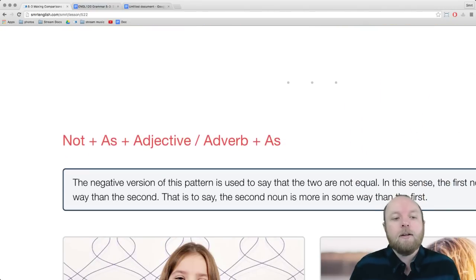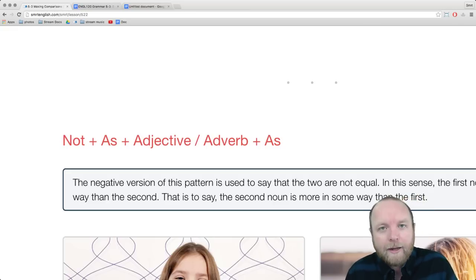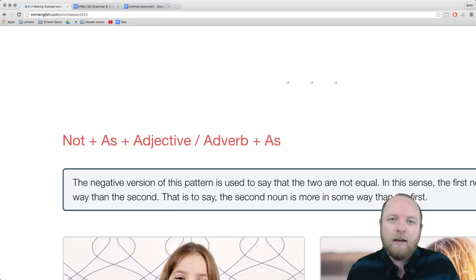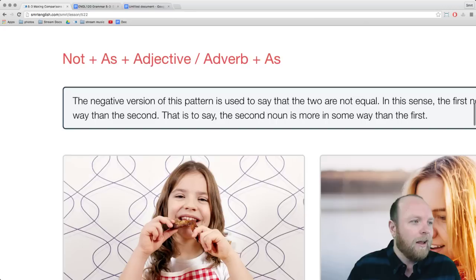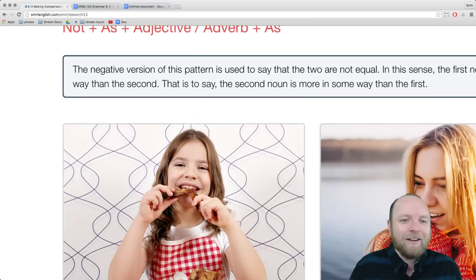Not as something as. This is super common. Not as something as, okay? We just talked about equal. Well, how do you say they're not equal? Remember my example, Messi is almost as good as Ronaldo, or Ronaldo is almost as good as Messi? Well, they're not equal, right? Here's another way: not as. Thank you, Aaron. I hope that's correct.